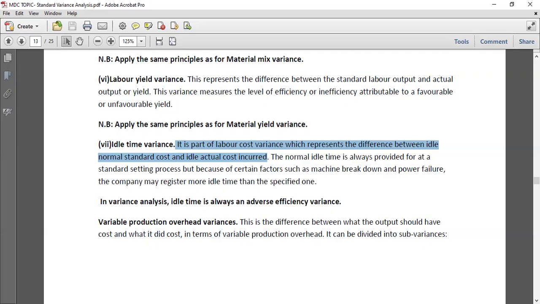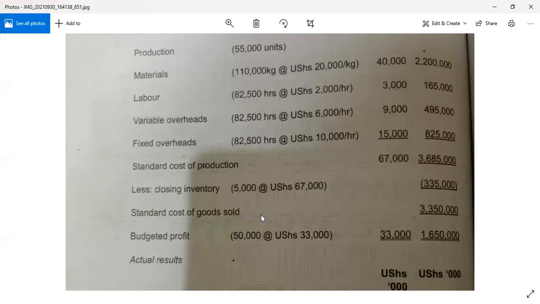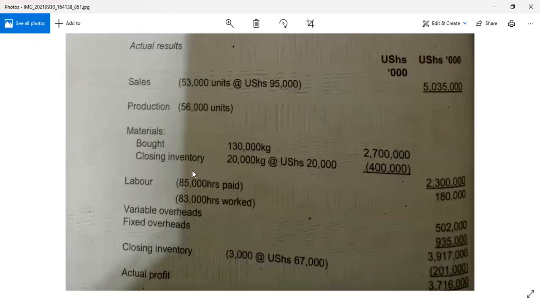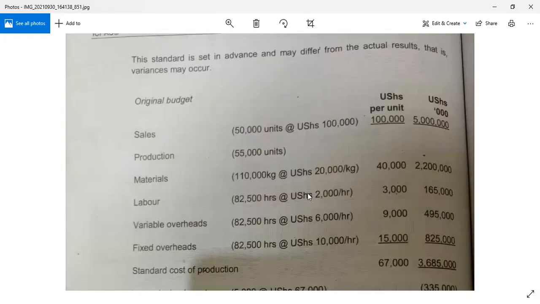Now, when they speak about idle time, you're able to see it from here. Let's just see it from our budget. As you can see, actual results. Let's just move to actual results. You can see we actually paid for 85,000 hours, and then labor actually worked only 83,000. So there's idle time between this, and the idle hours here are basically 2,000 hours, okay, that we paid for, that we are actually not worked, okay. So that 2,000 has to be multiplied by what? By our standard rate per labor, which is 2,000, okay.